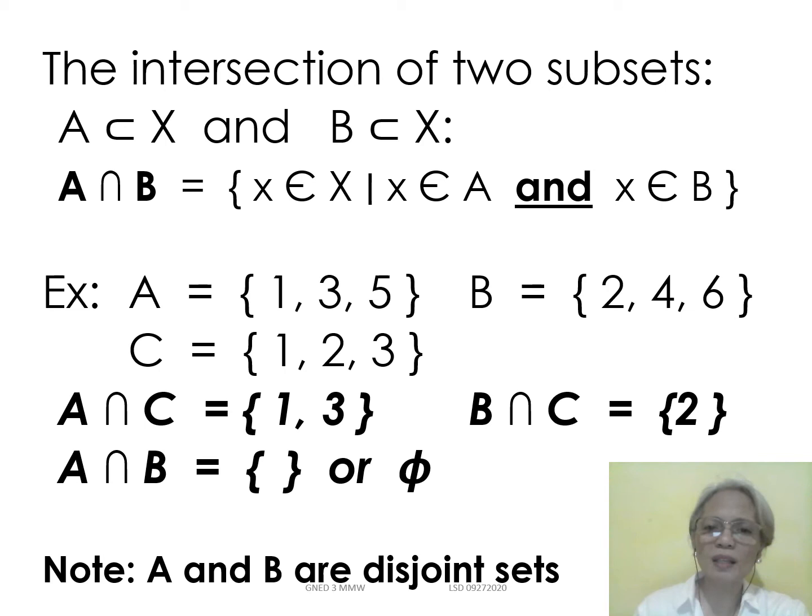If you look at set A, the elements are 1, 3, 5, and you look at set B, the elements are 2, 4, 6, it is easy to see that there is no common element to both sets A and B, and therefore the intersection is the null set, or the empty set. So it is a set which contains no element. Why? Because there is no common element to both sets A and B, and therefore A and B are called disjoint sets. So if two sets have no elements in common, they are called disjoint sets.